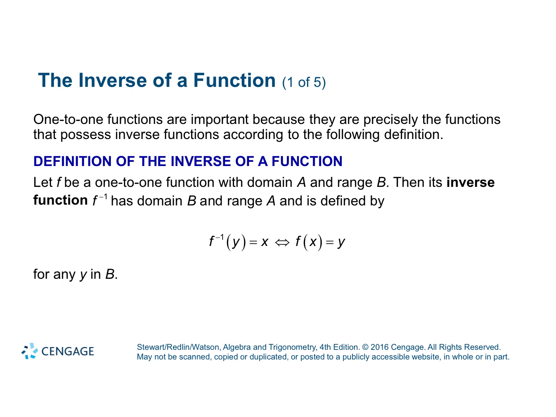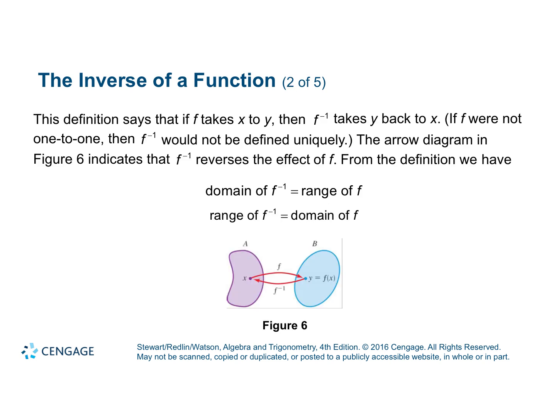As we do more problems, it'll make a little more sense with the definition, so just bear with me as we go through the first few slides. The inverse function: this definition says that if f takes x to y, then f⁻¹, the inverse of f, takes y back to x. If f were not one-to-one, then f⁻¹ would not be defined uniquely. So the arrow diagram in Figure 6 indicates that the inverse function reverses the effect of f.